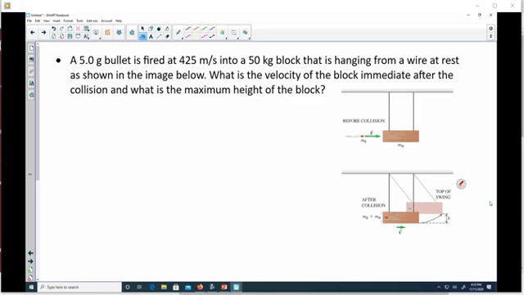So to do this, we're first going to use the conservation of momentum before and after the collision to determine the final velocity of the block. Then, from after the collision to the top of the swing, we're going to use energy conservation. So the final velocity of the block is going to give you the kinetic energy of the block after the collision, and we can use that to determine the height that the block will swing by setting it equal to the potential energy.